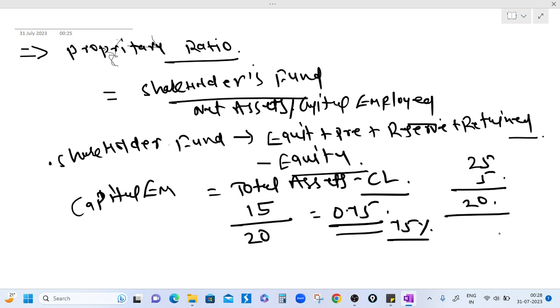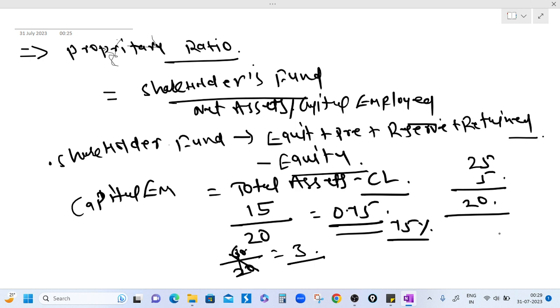Now what do you understand from this 75%? It means that in this business shareholders put in 75% of the amount, while 25% is taken from banks or outside agencies, which is a very good condition where the business is run largely by equity shareholders. Suppose I put this figure as 60 divided by 20, that will come as 3, meaning 30%. Actually this won't be 60, because here we are taking the complete capital employed.